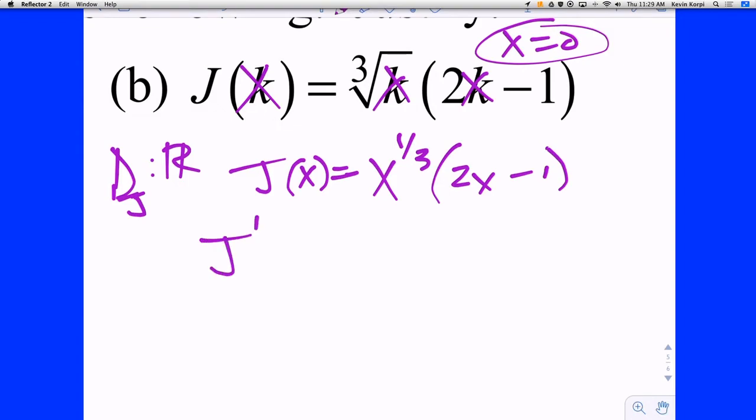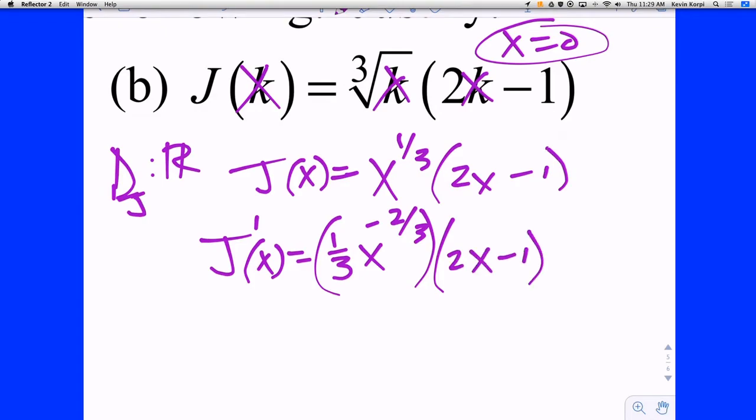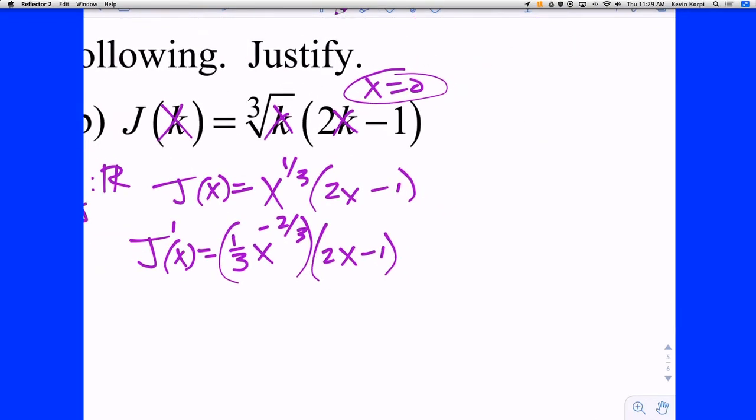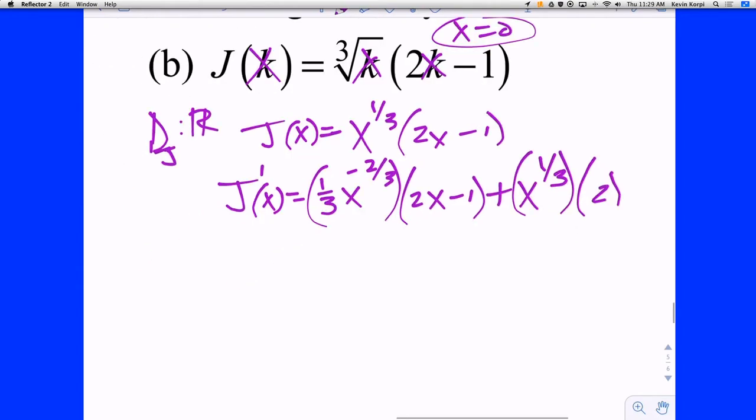J prime of X, plus X to the 1/3 times 2.